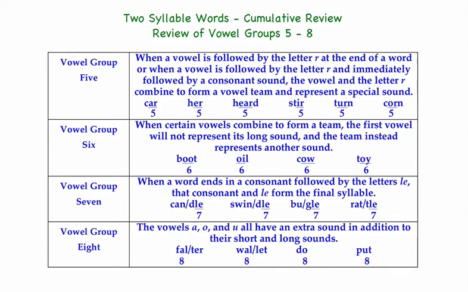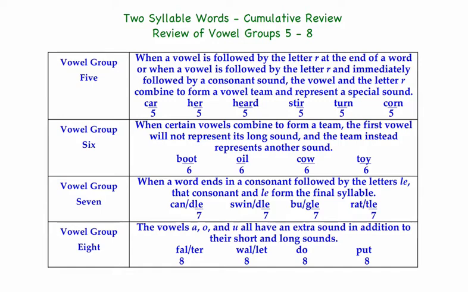Vowel group 5, a vowel plus the letter R joined together and form a team and represent a special sound. Vowel group 6, 2 vowels joined together, form a team, and in this construction, the first vowel does not represent its long sound. Vowel group 7 is the LE vowel team.